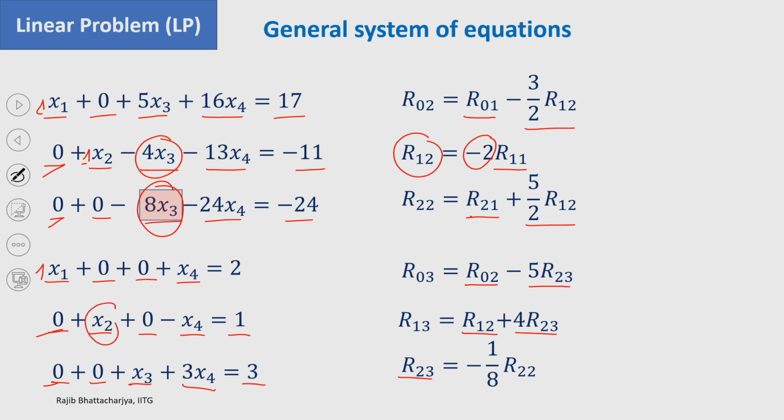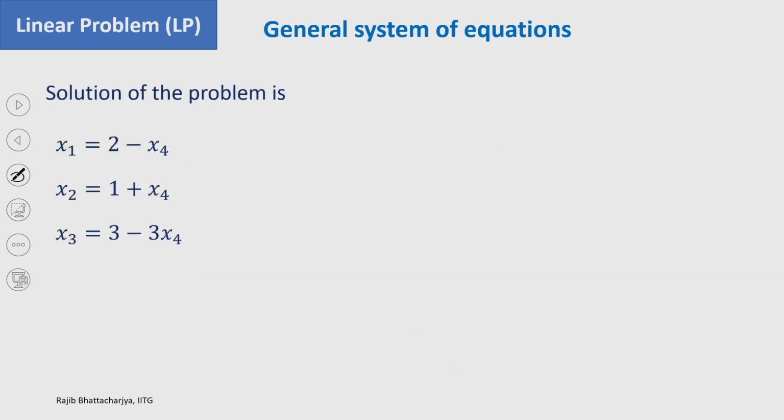Similarly, for x2, the coefficient of x2 in equation 2 is 1, and for the other equations it is 0. Similarly, for x3 in the third equation, the coefficient of x3 is 1, and for the others it is 0. Okay, so now we are getting one solution. The solution is x1 equal to 2 minus x4, x2 equal to 1 plus x4, and x3 equal to 3 minus thrice x4.